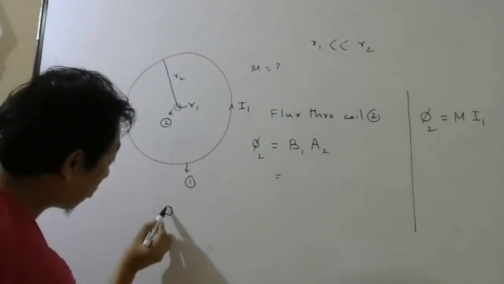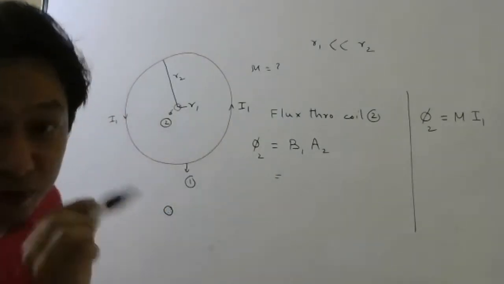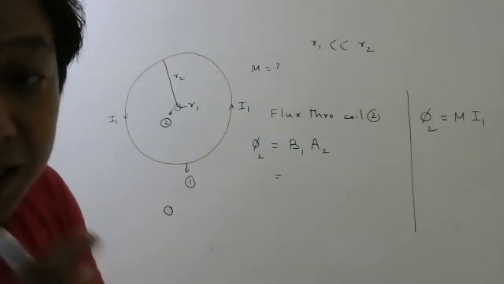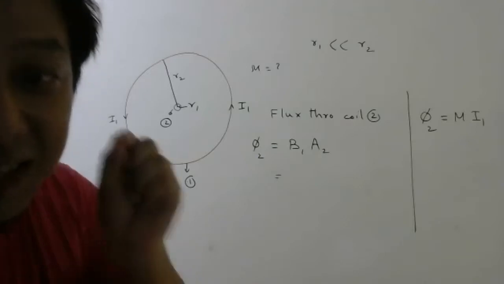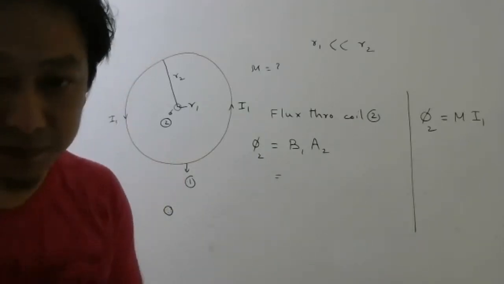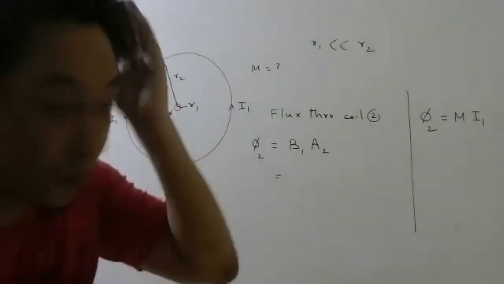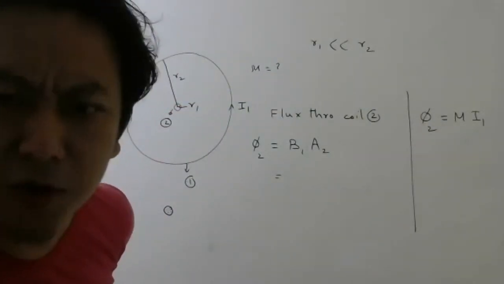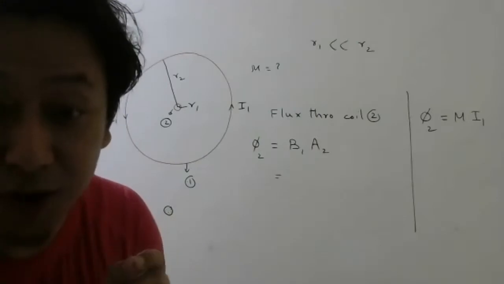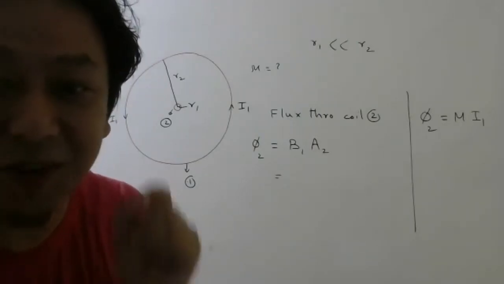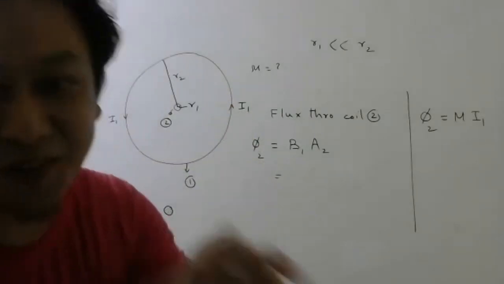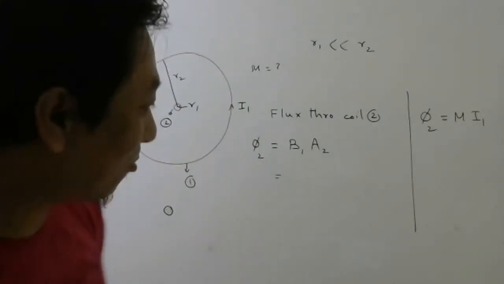So at every point of this circle, at every point of that small circle, I can assume the magnetic field is the same as at the center. Yes or no? Because of this condition. Yes or no? Yes. Now that is important. Why is it important? Because we know the formula for the magnetic field at the center of a circular coil. Somewhere here we don't know.